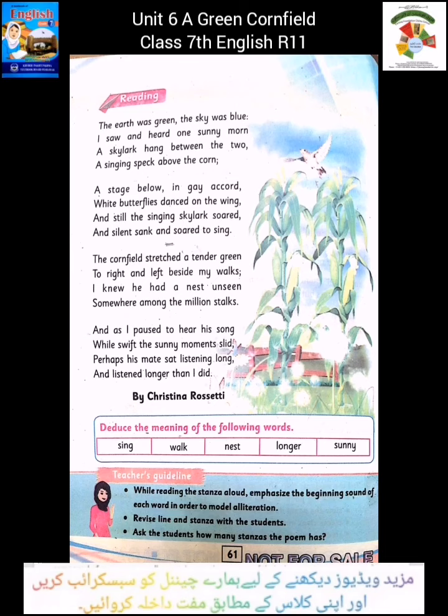So in this stanza, the words gay accord mean the bright and attractive fields of corn stalks, you know. They are talking about how they are bright and they are attractive. And the other word, soared, means to rise high in the air.